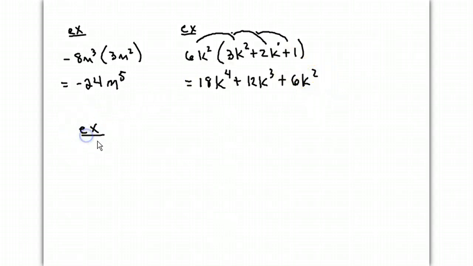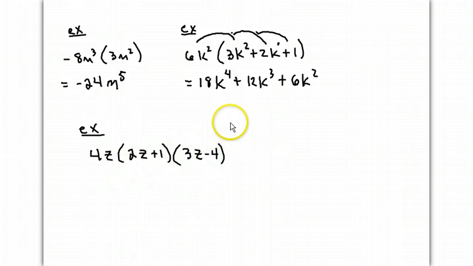Okay, let's say we have 4z and we're multiplying it times 2z plus 1. And then we're going to take all of that and multiply it times the 3z minus 4. This is a little different because you have 3 pieces. So first you want to do 2 pieces at a time, which is these first 2 pieces here.